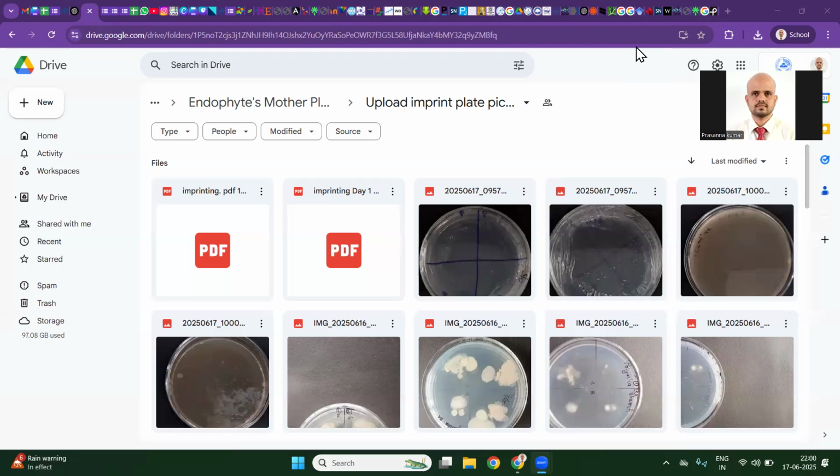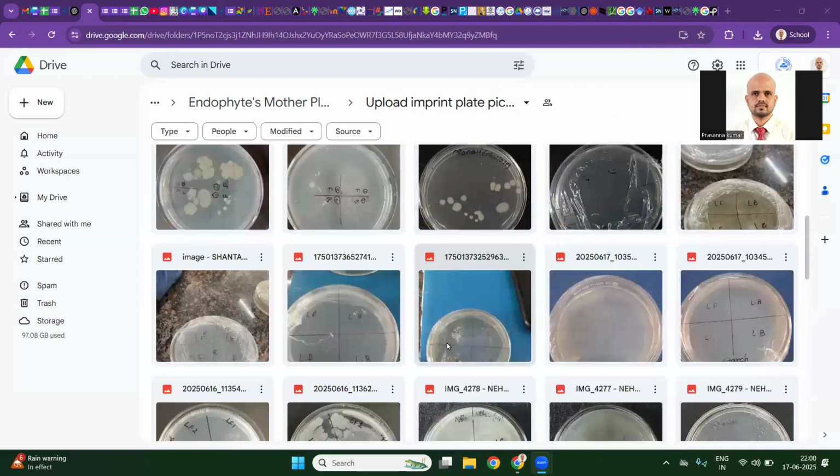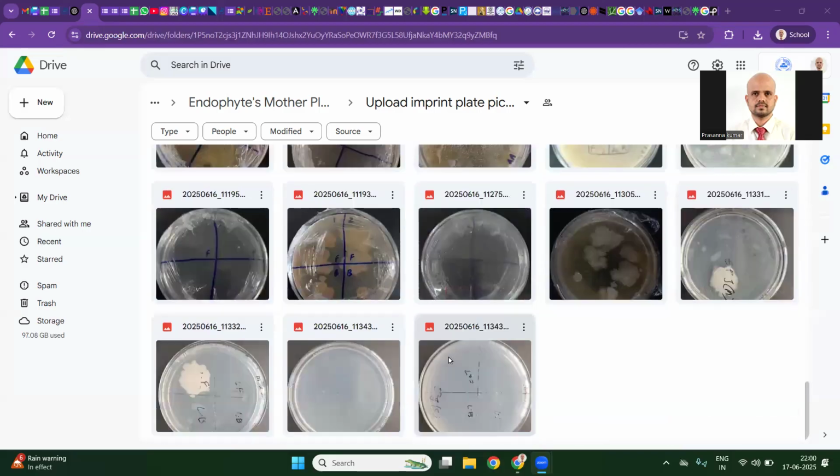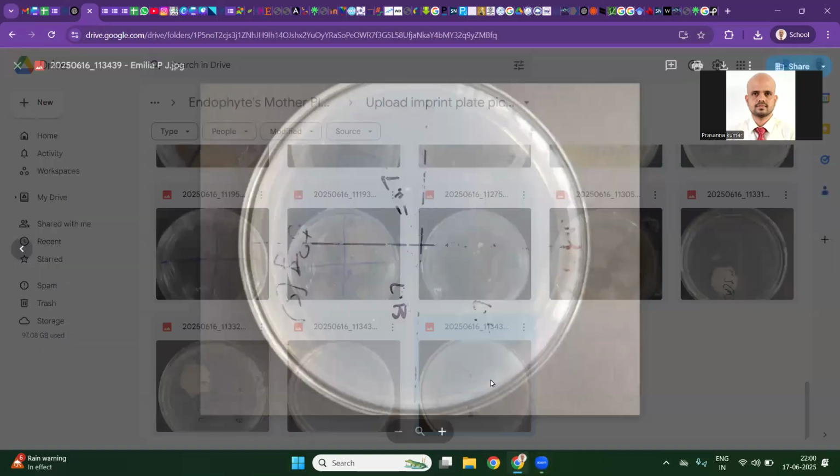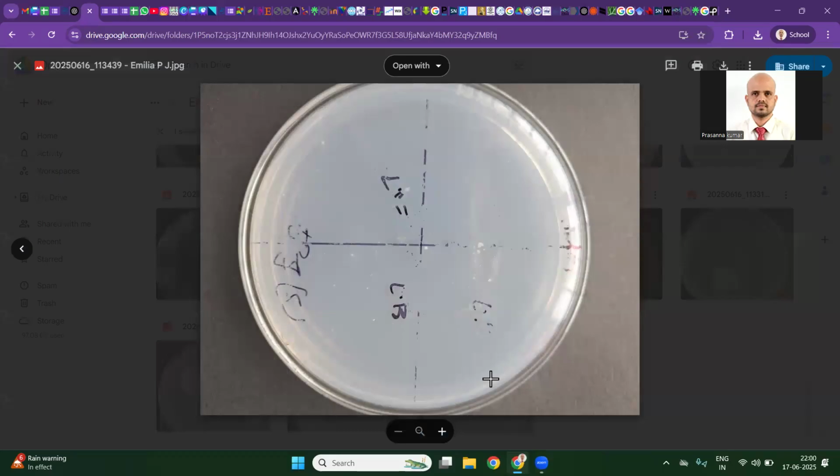Okay, so let's begin. You have plated your surface sterilized explants in nutrient agar, starch casein agar, potato dextrose agar, and malt extract agar. Okay, you are actually looking for bacteria in general in nutrient agar, actinobacteria in starch casein, fungi and yeast in potato dextrose, and slow growing molds in malt extract agar. Okay, so how are we examining our plates? I'm actually showing you the imprint plates. I will sequentially show you the other imprint plates also.